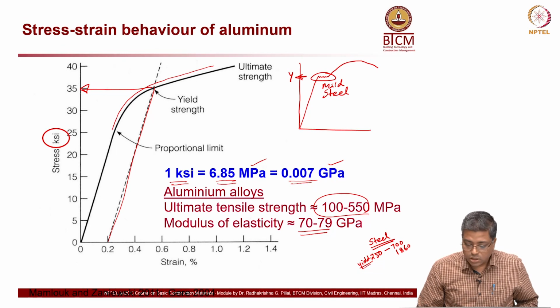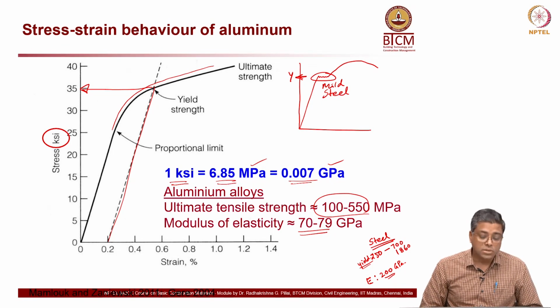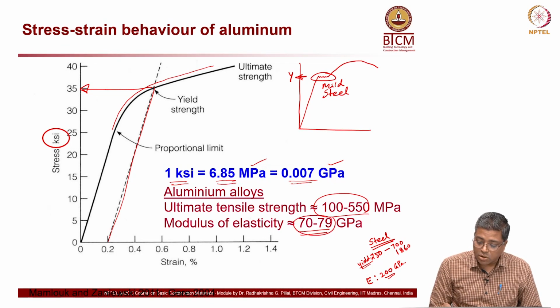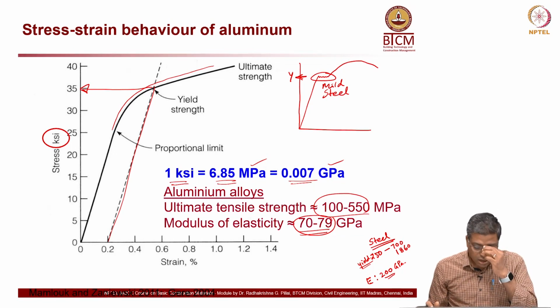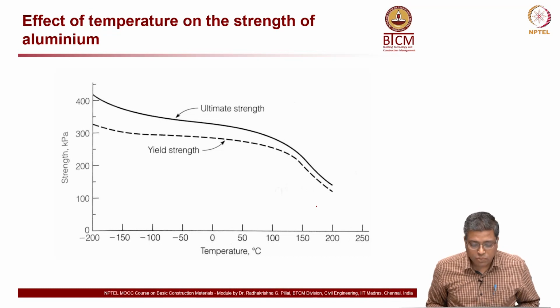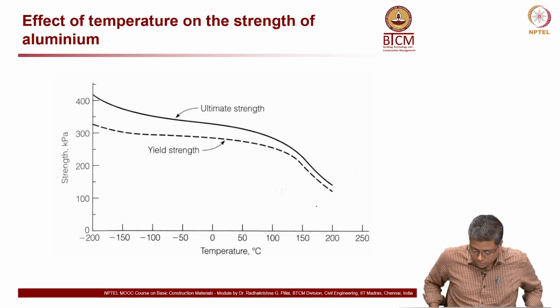Okay. Now, the modulus of elasticity E of steel, we typically assume the number 200 GPa. This is what we typically assume for the modulus of elasticity of steel. Now, the modulus of elasticity of aluminum is 70 to 79. So, it is much less. So, both the tensile strength, yield strength, modulus etc. are less for aluminum. So, we have to think about that while suggesting it for some use.